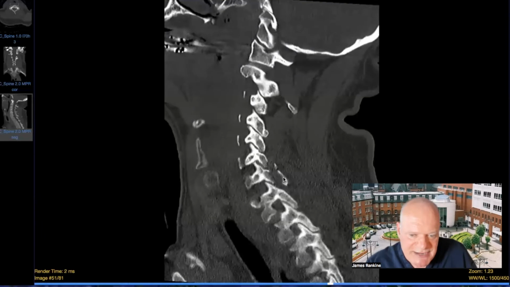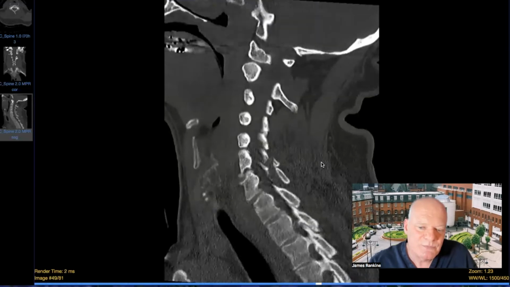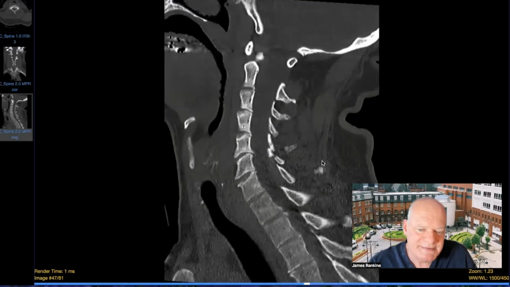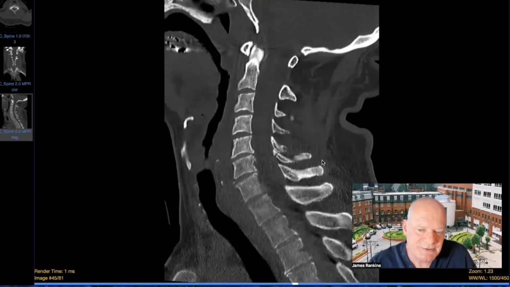I'll just direct your eye to this area here. I think it's pretty obvious where the fracture is, but try and decide in your own mind what force has been applied to cause this fracture.